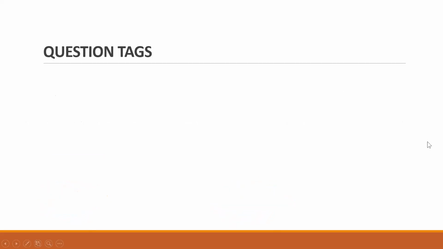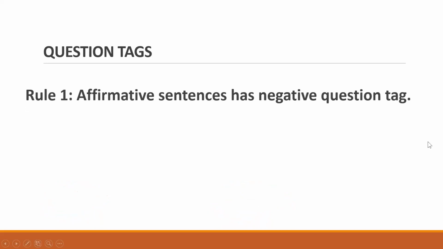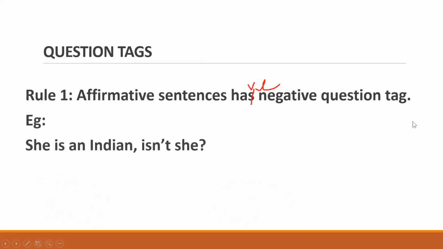Rule number 2 is affirmative sentence has negative question tag. Okay, so affirmative sentences have negative question tag. Now let's see some example. Number 1, she is an Indian, isn't she? Now if you take this as an affirmative sentence, okay, she is an Indian. This is an affirmative sentence, which is a positive sentence, and positive sentence always takes negative question tag. She is an Indian, isn't she?